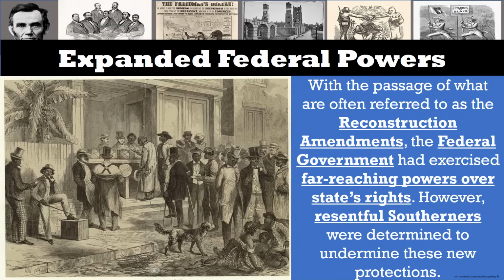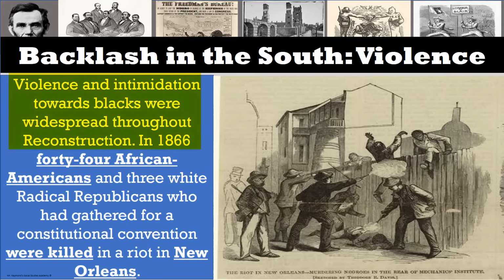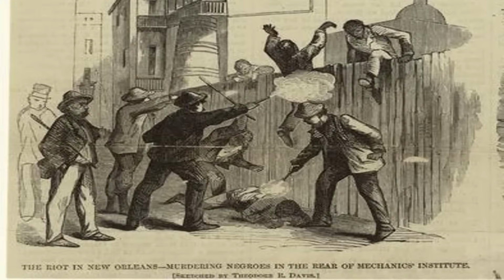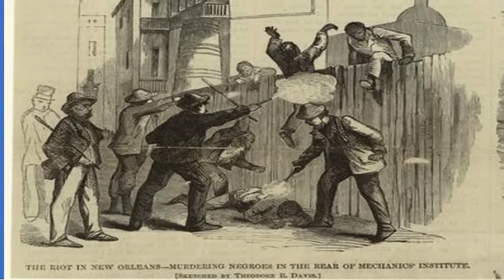With the passage of what are often referred to as the Reconstruction or Civil War amendments, the federal government had exercised far-reaching powers over states' rights. However, resentful Southerners were determined to undermine these new protections. Violence and intimidation towards blacks was widespread throughout Reconstruction. In 1866, 41 African Americans and 3 white radical Republicans who had gathered for a constitutional convention were killed in a riot in New Orleans.